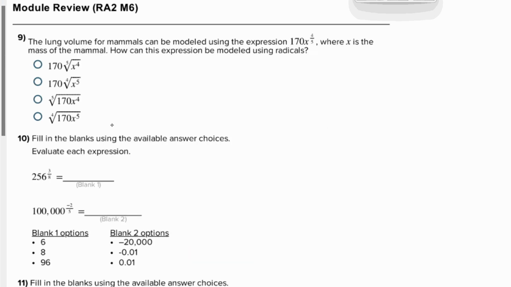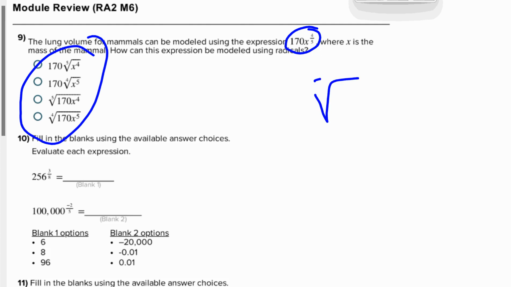Okay, now we got some more. We got some simplifying we want to do. We have mammals that can be modeled by using this expression. Which one is it written as a root, right? So 4/5, the denominator is your index, and your numerator is your power, but the only thing being raised to a fraction is the x, so that's the only thing going to go in the radical. You can put that right there, and then the 170 is not, so the 170 stays out. It's not being raised to a fraction, so that should be our answer, and we see that on this first one there.